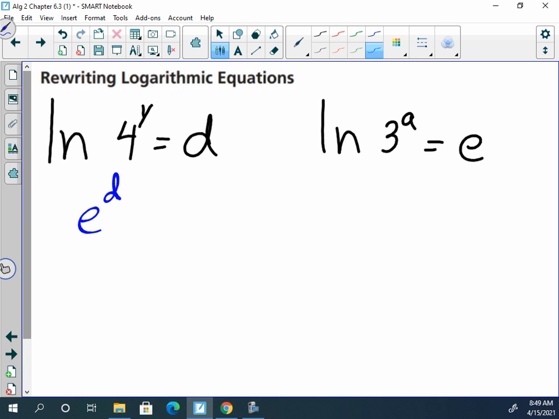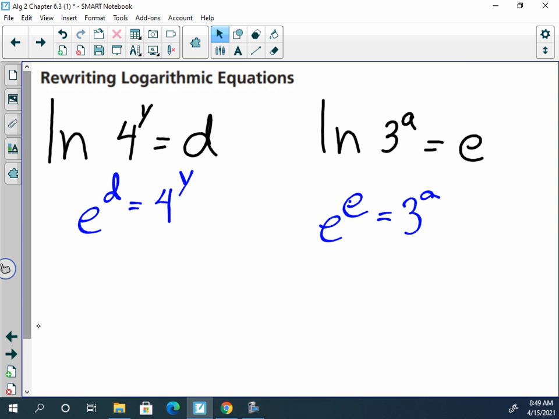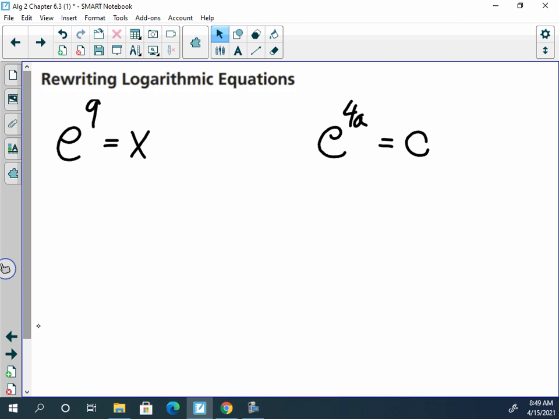E to the 4 to the y. E to the e is equal to 3a. Now I threw that in there just to see if y'all could keep it straight. So this time we're going the other direction. We're using our ln's.